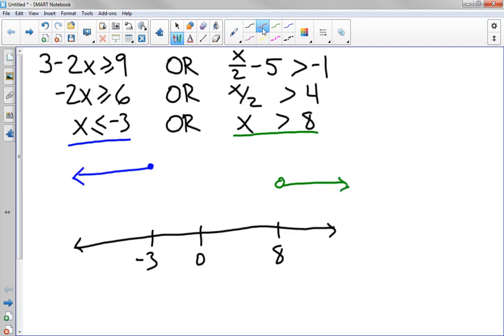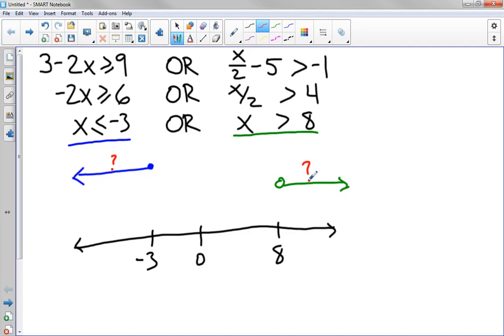Now let's think about the English word or. What we would like to do is think about any number that satisfies the first inequality or that satisfies the second inequality. So, think to yourself, do we want these numbers in blue? Yes, we do, because they satisfy the first inequality. Then ask yourself, do I want the numbers that are in green? Yes, because they satisfy the second inequality. So I want all of the numbers that are labeled in blue and all of the numbers that are labeled in green, because that's what the word or means.